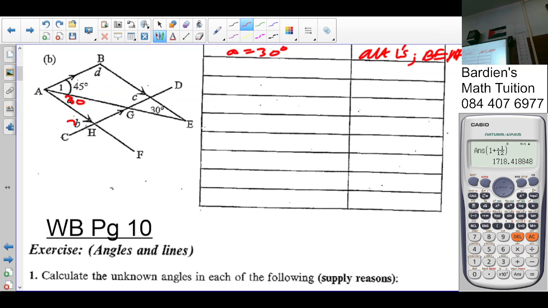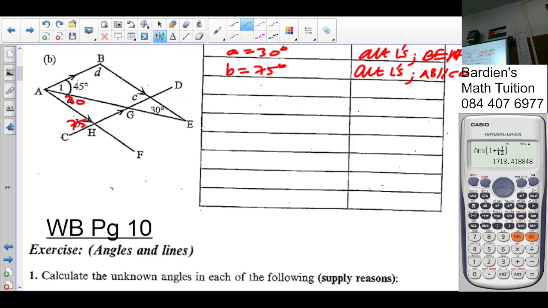So B is 75 degrees. Why? Alternate angles, with AB being parallel to CD. Or AB is parallel to CH or CG or CD. Or AB is parallel to HG or HD or HC. Or AB is parallel to GD or GH or GC, and so on. You guys get the idea? Whichever way you want to name that line CD is acceptable.